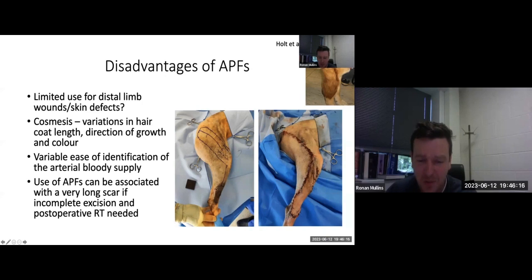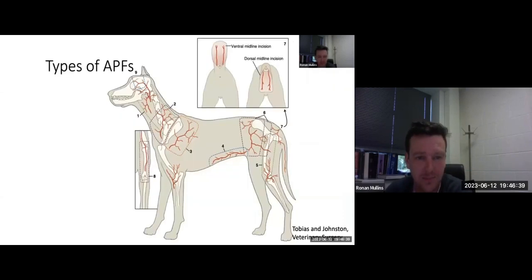The other option would be to go with a wider excision, and something like this is a genicular axial pattern flap. But the only risk with this really is that if this was an incomplete margin or a dirty margin, you just look at the size of the scar that you've now created. So this is an important consideration, particularly in areas where you have access to radiation therapy, and certainly needs to be discussed with the owner.